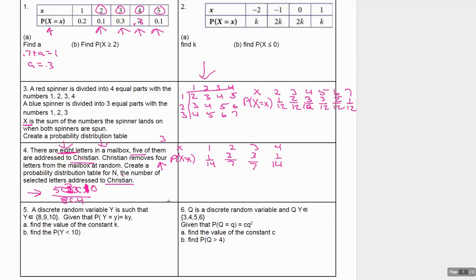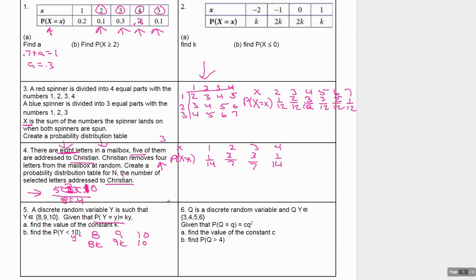Now, what happens sometimes is they give you a formula for figuring out the probabilities. The probability that capital Y equals little y, and remember, these are little y's, is equal to k times y. All right? Now, that's a little y. So what's the probability of getting an 8? 8k. And what's the probability of getting a 9? 9k. And what's the probability?